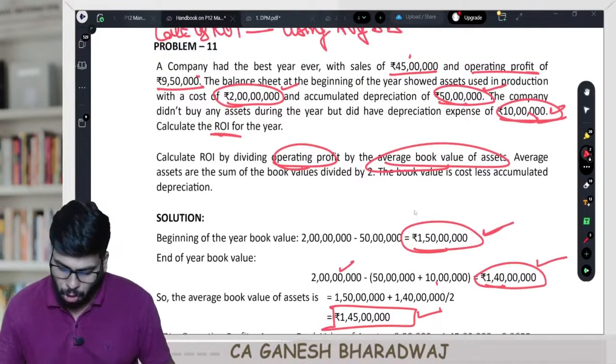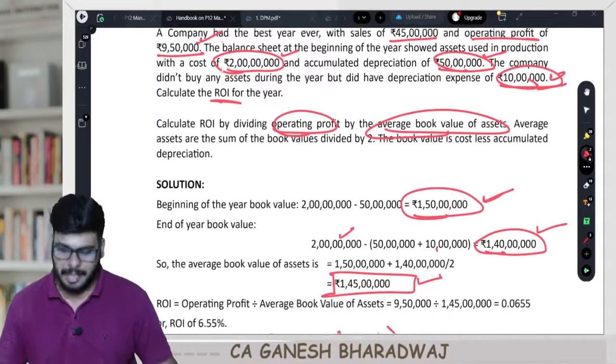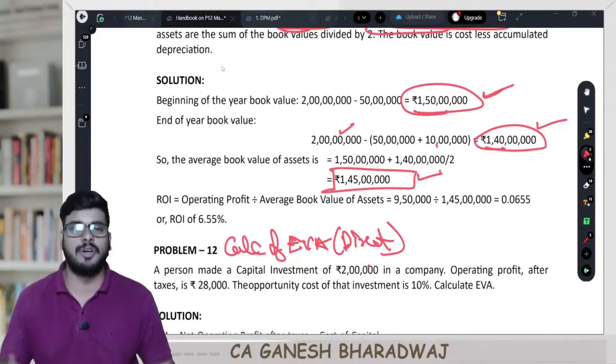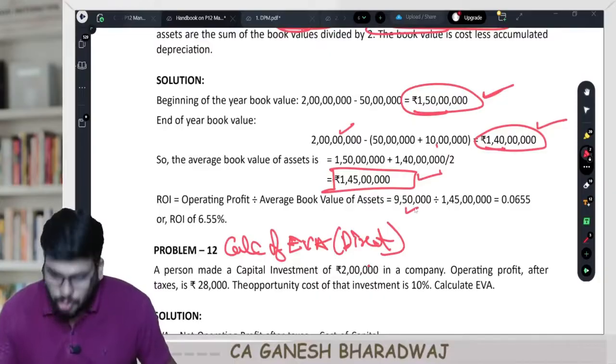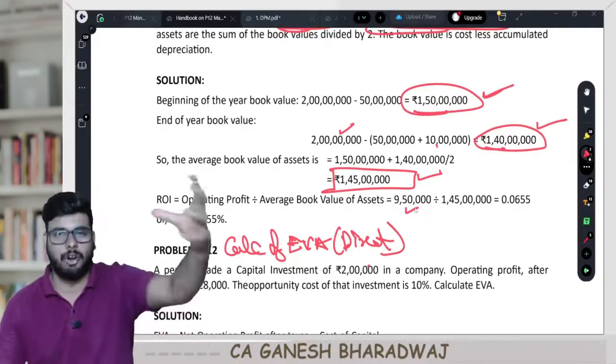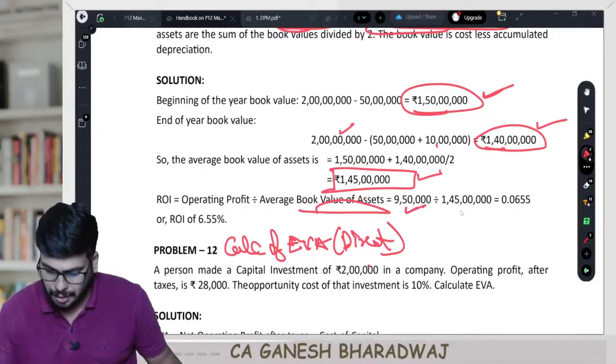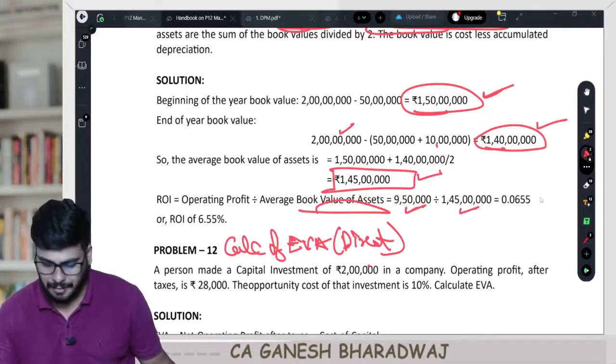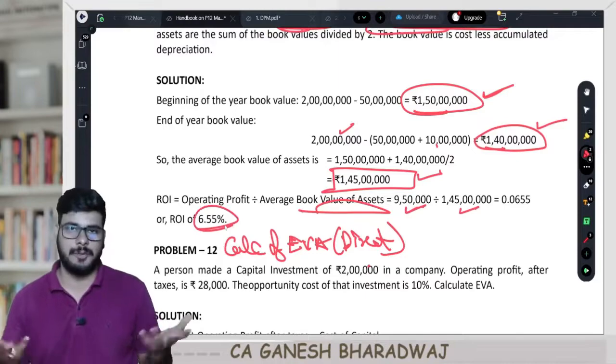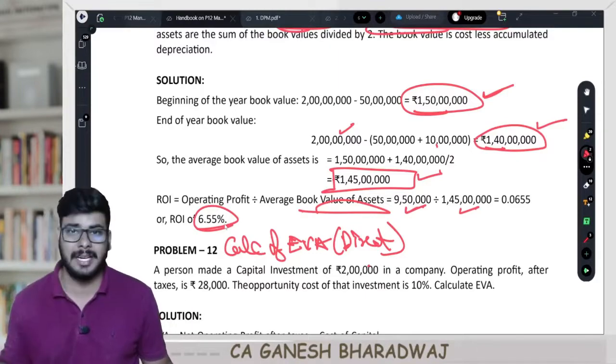Now what's the operating profit, guys? What's going to be the operating profit here? They have given it as 9 lakh 50,000. Very simple. So what's going to be your return on investment? EBIT or operating profit divided by average book value of the assets, 9 lakh 50,000 divided by 145 lakhs. You get a return on investment of 6.55. As simple as that. Clear with this?